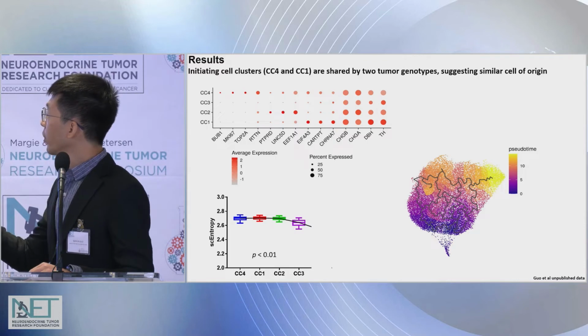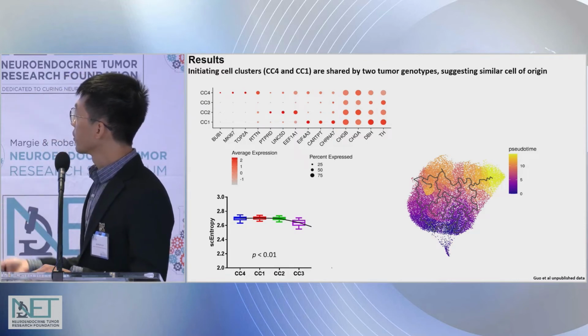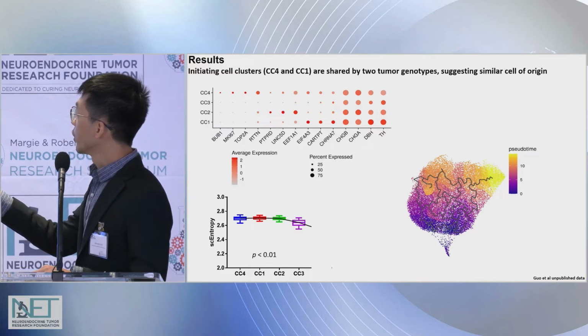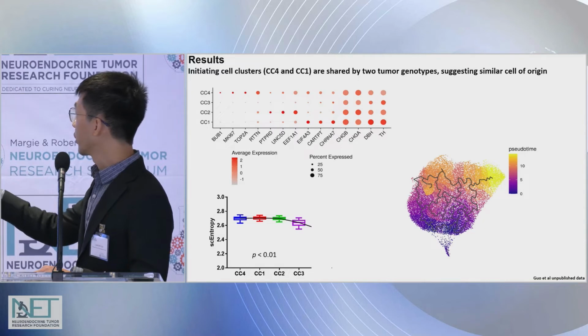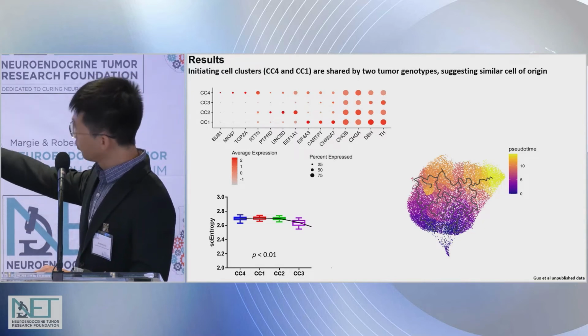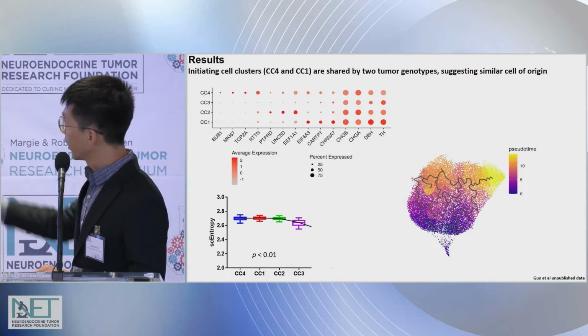Based on this, we did pseudotime analysis, and we found the 2 tumors seem to start from the same cell origin and then develop in 2 different directions, one toward the RET direction and one toward the TMEM127 direction.